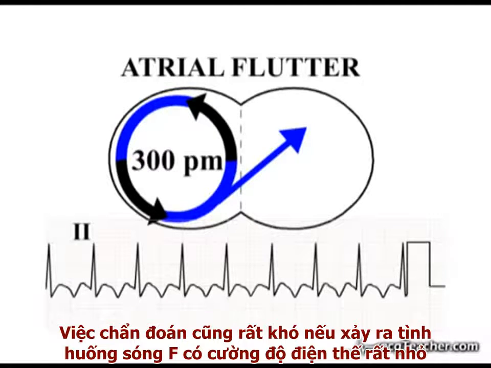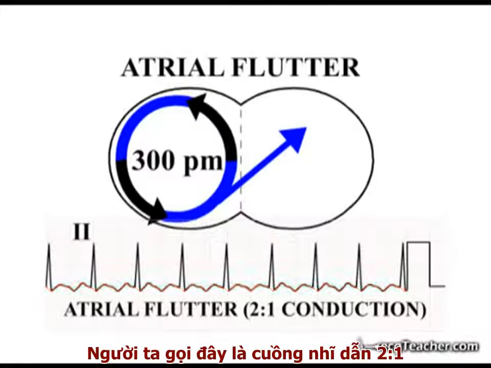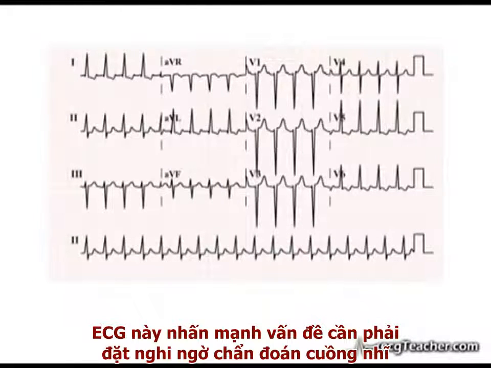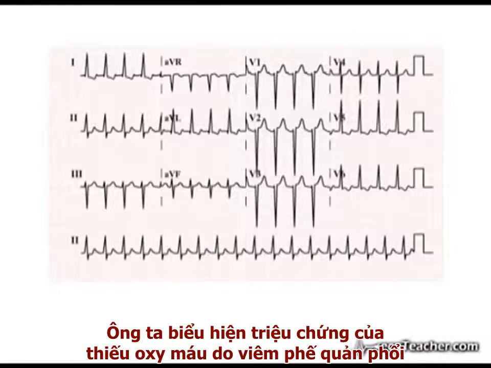The diagnosis may be particularly difficult when, as is often the case, the flutter waves are of low amplitude. Yet even here the pattern can be identified by the practiced eye. This is atrial flutter with 2-to-1 conduction. This ECG emphasizes the importance of a high index of suspicion in the diagnosis of atrial flutter. The ECG is taken from a patient with a long history of poorly controlled hypertension, who presented with marked hypoxia secondary to bronchopneumonia.